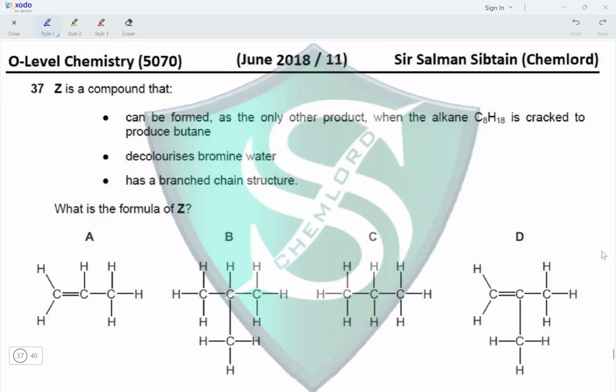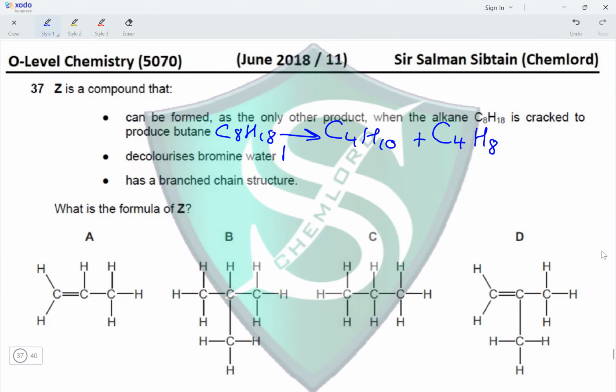Question 37. Z is a compound that can be formed as the only other product when the alkane C8H18 is cracked to produce butane. If C8H18 is cracked to produce butane, which is C4H10, the remaining carbon atoms are 4 and the remaining hydrogen atoms are 8. So this is compound C4H8.